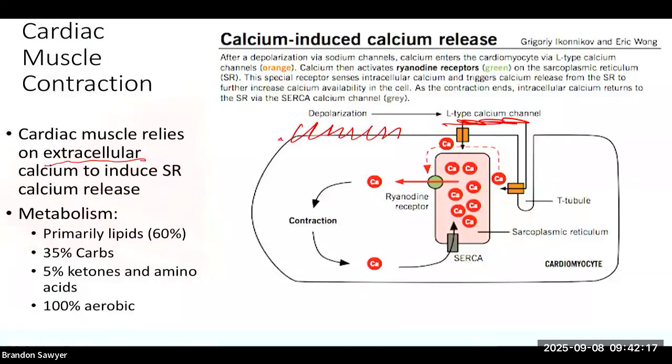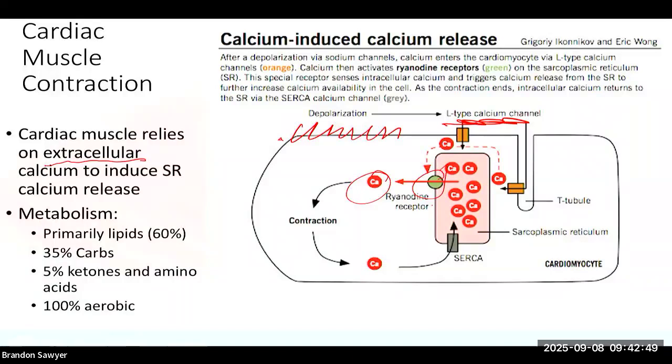So an L-type calcium channel gets opened up because of that depolarization. That lets extracellular calcium come in. That extracellular calcium activates the ryanodine receptor on the sarcoplasmic reticulum inside those cardiac myocytes, and then that's what leads to calcium influx. This is just a little bit slower of an activation process, which is actually helpful in the heart.